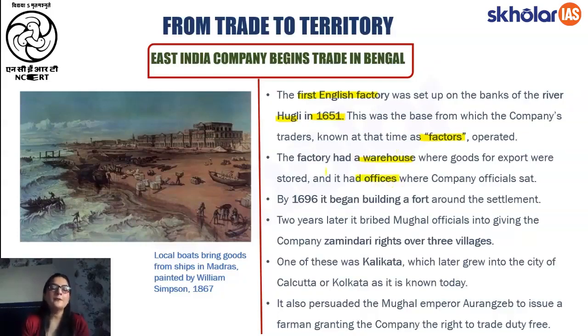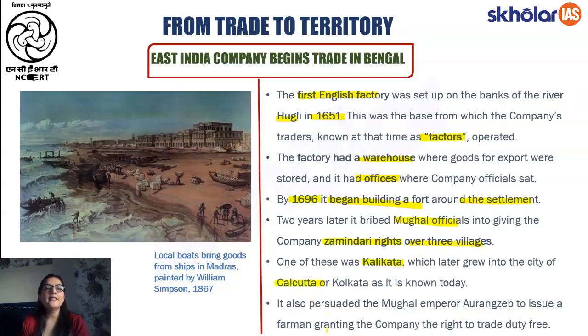Now, students, it will be very important to note that by the year 1696, the East India Company began building a fort around its settlement in Hooghly, and 2 years later, by bribing the Mughal officials, they were successful in acquiring zamindari rights over 3 villages, out of which one was Calicut, which is now known as Calcutta.